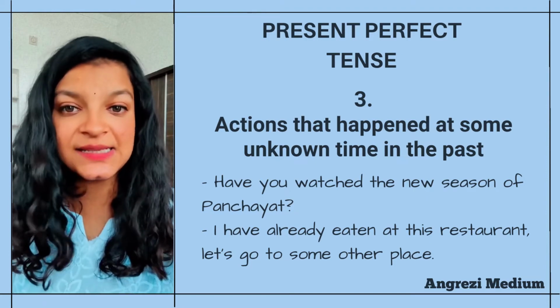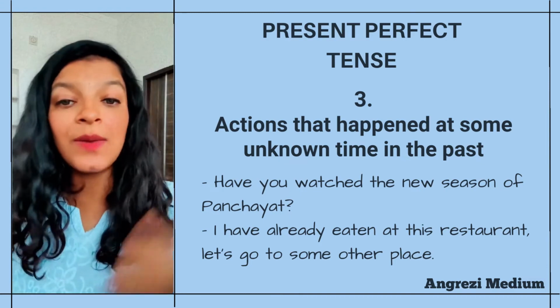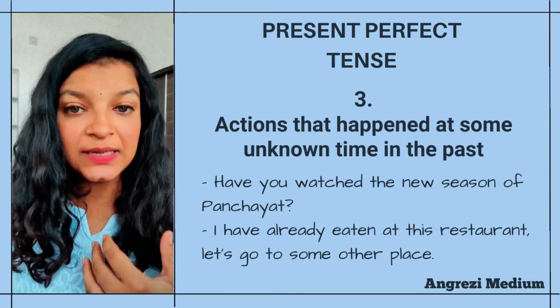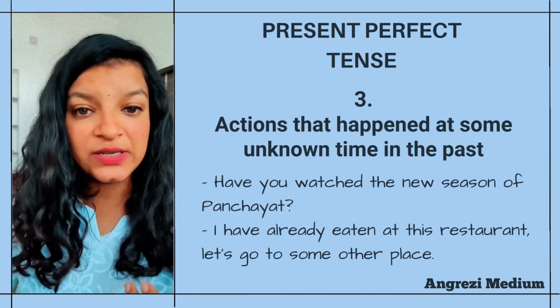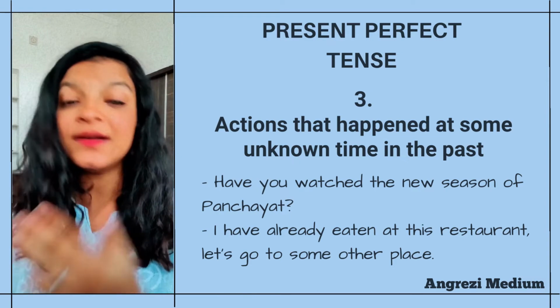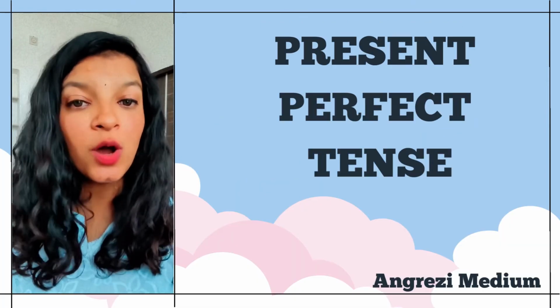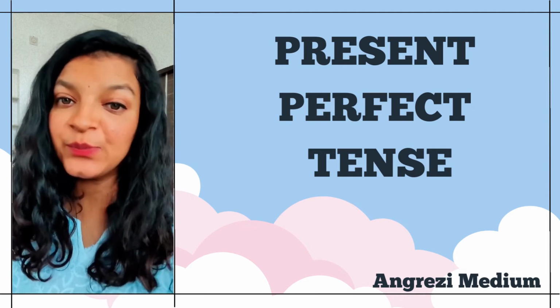Let's look at another example. I have already eaten at this restaurant. Let's go to some other place. So this will mean that you have been to this restaurant once. Does not matter when, but you have been there and now you want to go to some other place. So this was all about the applications of present perfect tense.